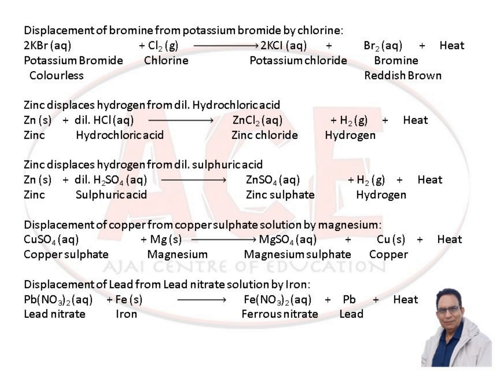One more reaction, displacement of copper from copper sulfate solution by magnesium. CuSO4, copper sulfate, reacting with magnesium gives magnesium sulfate, MgSO4, plus copper plus heat. In the reaction, magnesium is displacing copper.